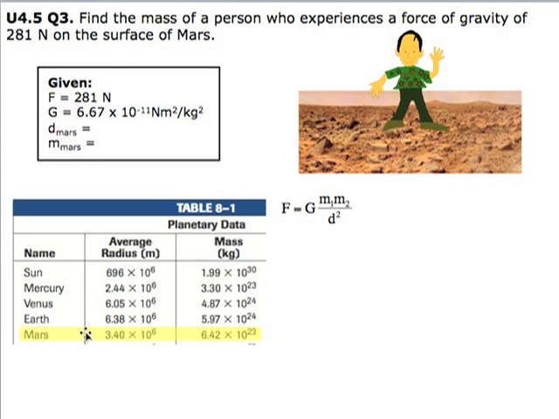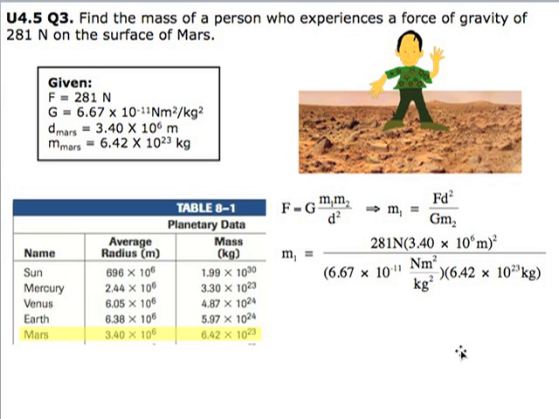If you go on to table 8.1, it is given right here: 3.4 times 10 to the 6 meters, and the mass is 6.42 times 10 to the 23. So we got those. What we have to do with this equation, because we need to find the mass of the man, is rearrange it so m1 is on the left side of the equal sign. If you do that, you get force times d squared over big G times the mass of Mars.